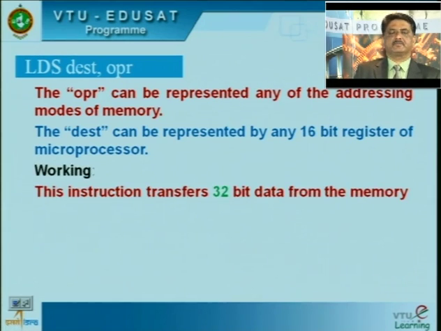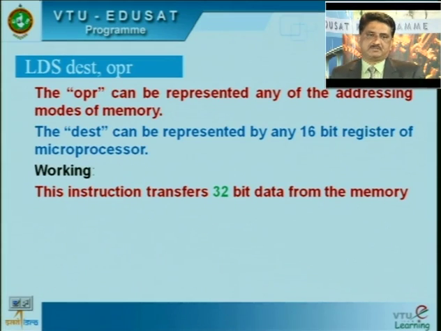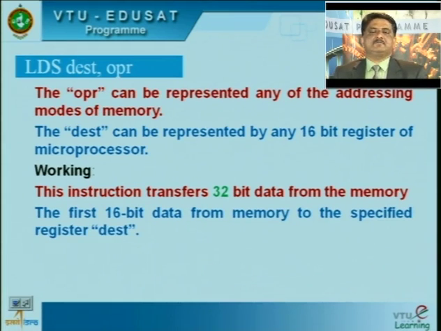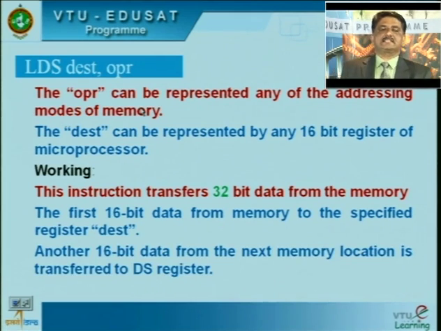How does it work? The instruction transfers totally 32-bit data from the memory. Carefully observe this. It transfers 32-bit data from the memory. The first 16 bits of data from the memory will be copied onto the specified destination register, which is mentioned in the instruction, and another 16 bits from the next memory location is transferred to the DS register. So the data which will be transferred from the location is 32-bit. First 16 bits go to the destination register, next 16 bits go to the DS register.